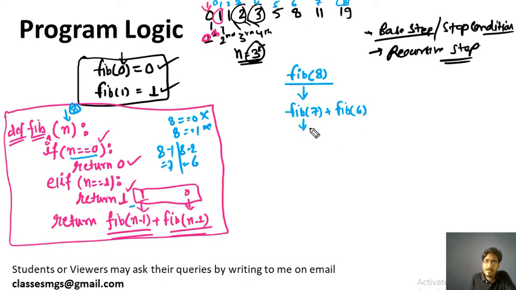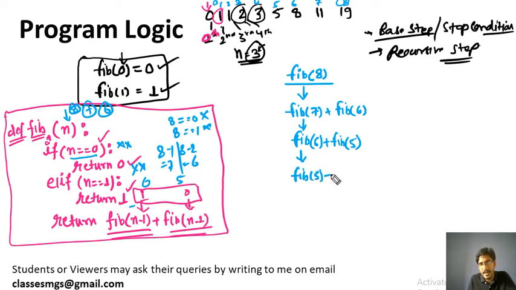Now this will call Fibonacci 7 again. Fibonacci 7 will be called with n equals to 7. The condition will be false, and then it will call 6 and 5. So it will call Fibonacci 6 plus Fibonacci 5. This is how it will call. Now we will call Fibonacci 6. Fibonacci 6 is called with n equals to 6, so this will be false, then we will be calling for 5 and 4. So Fibonacci 5 plus Fibonacci 4 will be called.